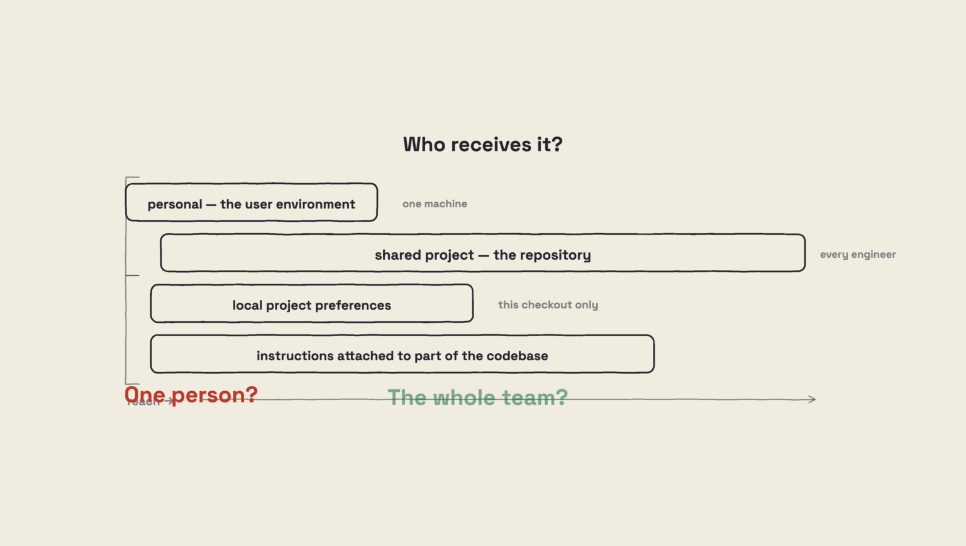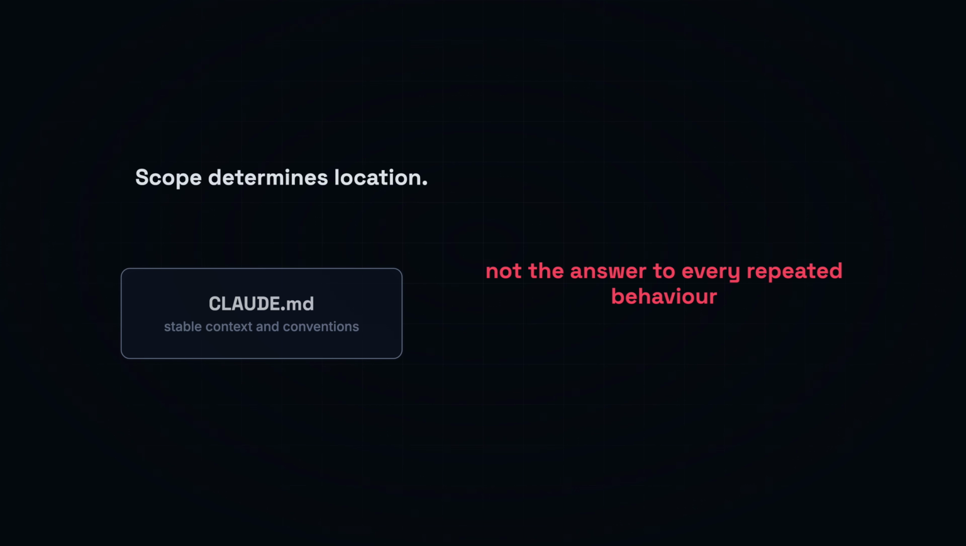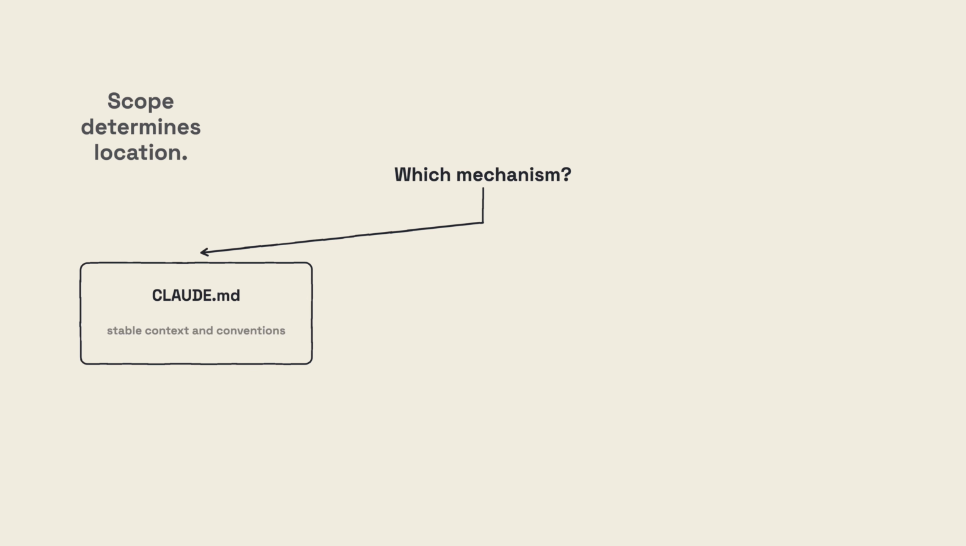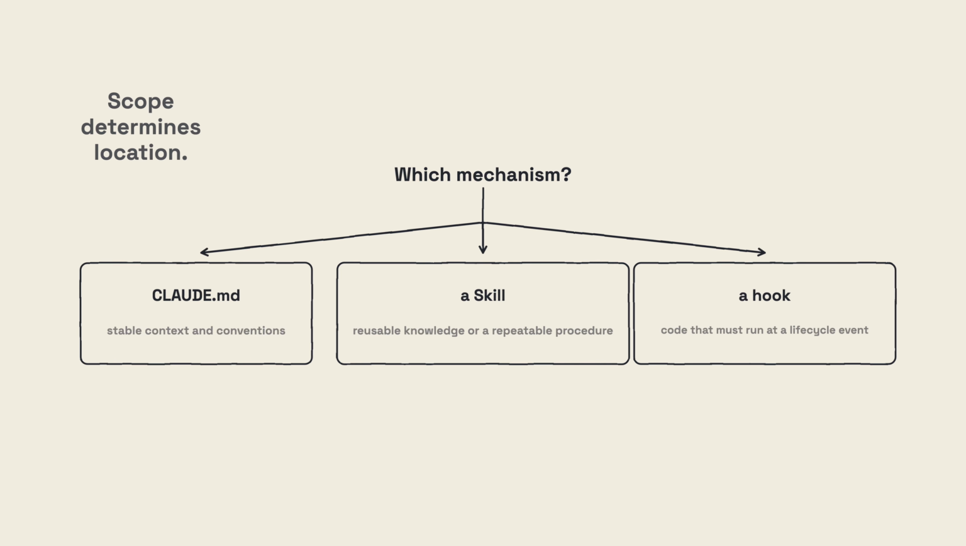One person? The whole team? Only one part of the repository? Scope determines location. But the CLAUDE.md file is not the answer to every repeated behavior. Use the CLAUDE.md file for stable context and conventions. Use a skill for reusable knowledge or a repeatable procedure. Use a hook when code must run at a specific lifecycle event.